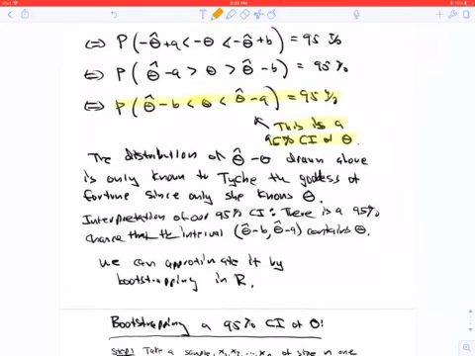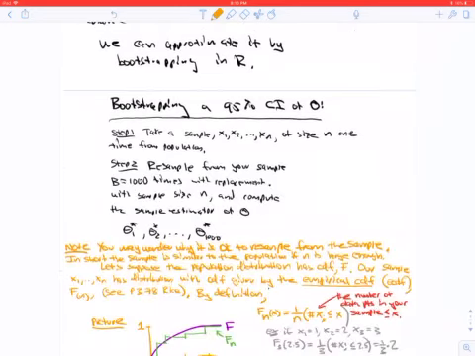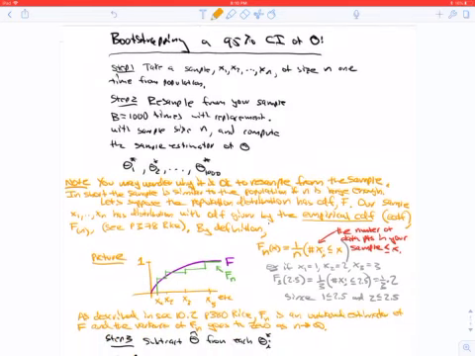Now the distribution for theta hat minus theta isn't known to us. It's only known to Tyche, the goddess of fortune, and so the best we can do is approximate A and B. So that's what we're going to do using R and bootstrapping.